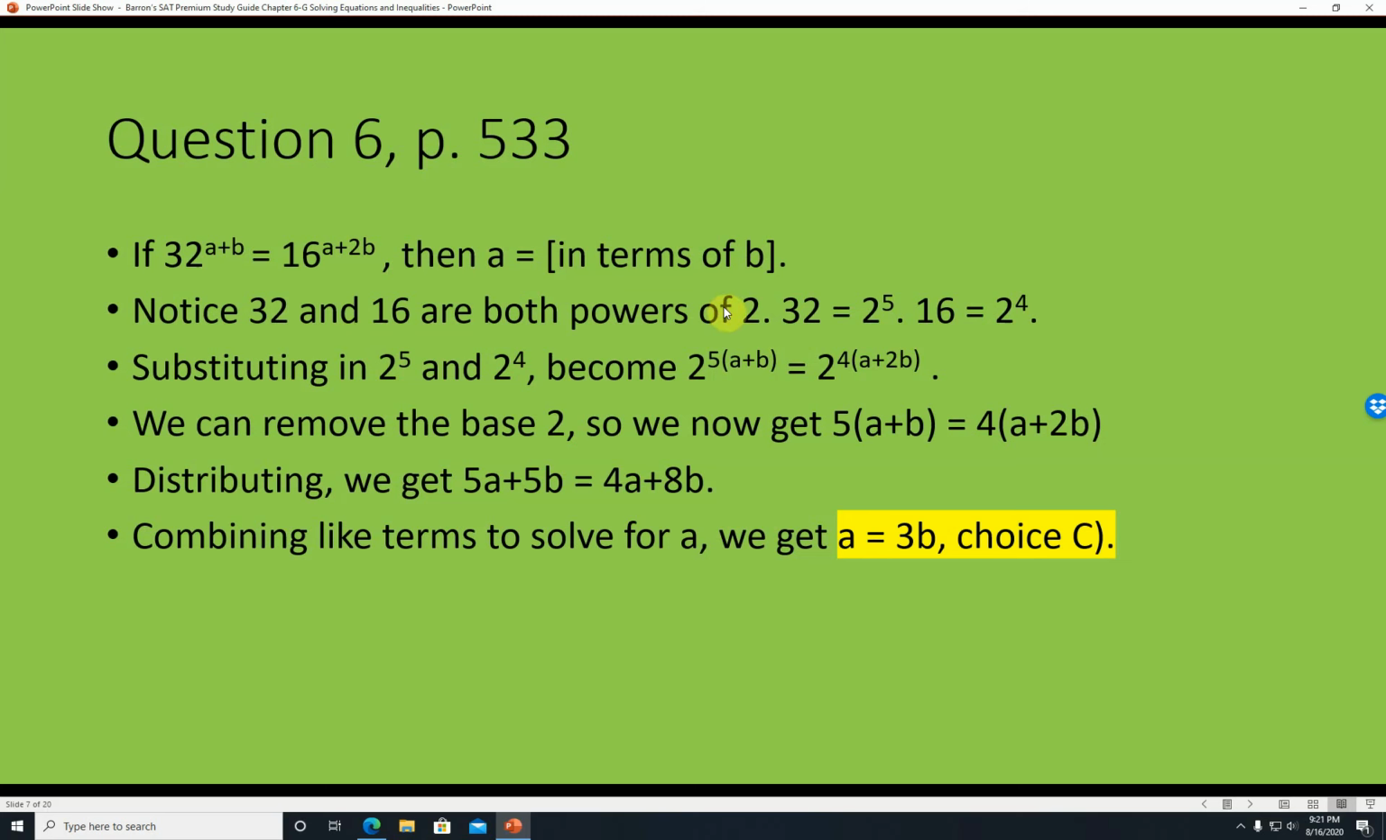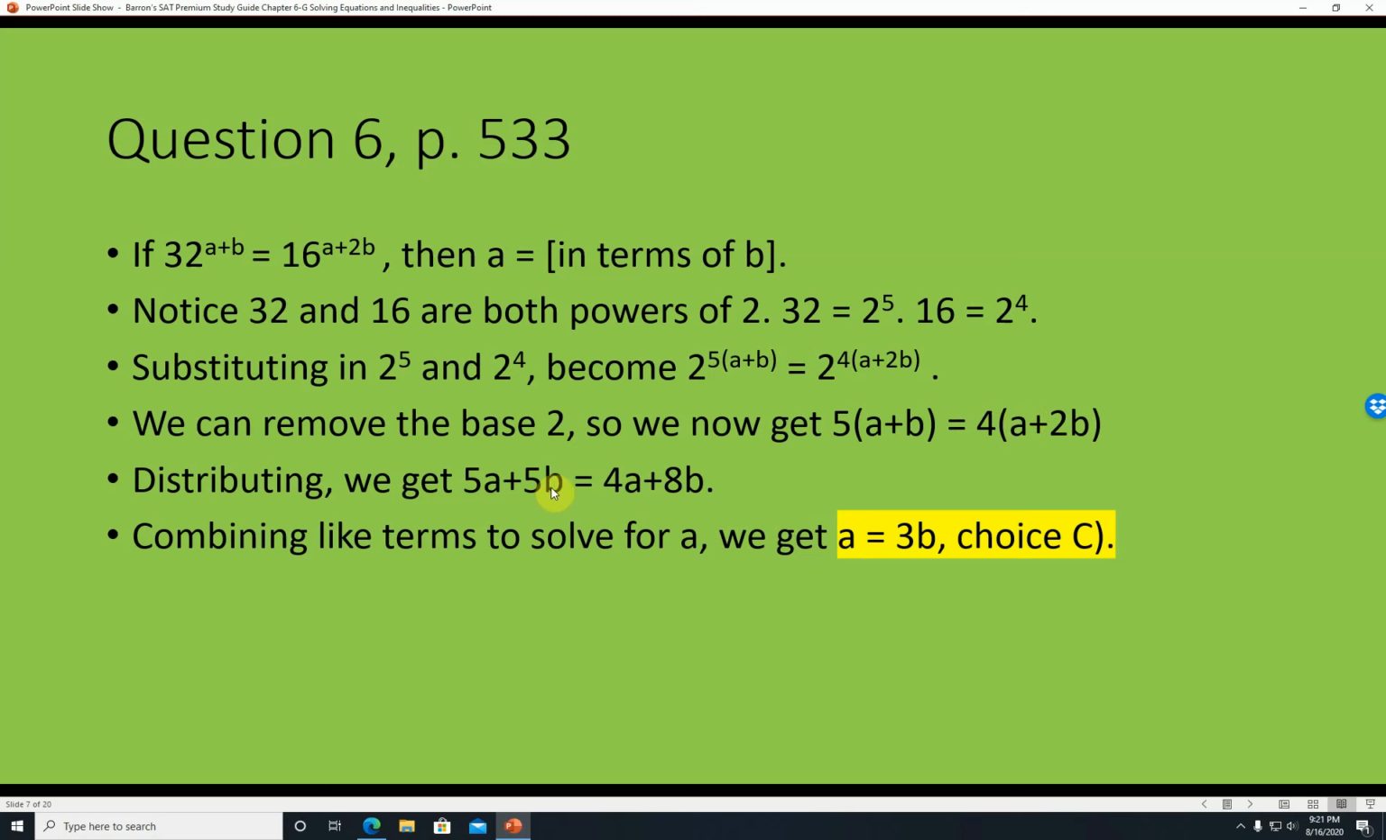So 32 is 2 to the 5th, 16 is 2 to the 4th. Substituting in 2 to the 5th and 2 to the 4th, this becomes 2 to the 5 times (a plus b), then 2 to the 4 times (a plus 2b). So now we can just remove the base 2 because obviously these are the same, so they just cancel out. So we get 5 times (a plus b) is equal to 4 times (a plus 2b) in parentheses. So now we distribute.